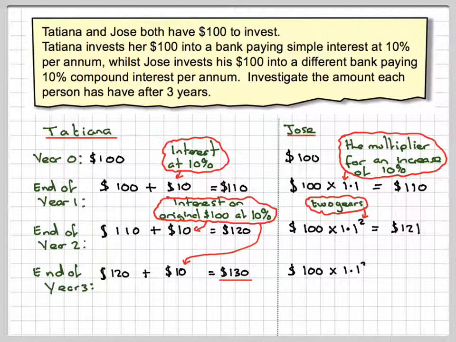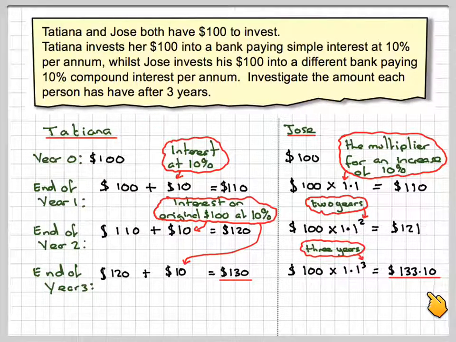And then at the end of year 3 it's going to be $100 times 1.1 times 1.1 times 1.1, which is the same as 1.1 cubed, which gives him $133.10. So how this works, this calculates the interest on the total amount. Here we're doing 100 times 1.1, which is 110. Here we're going to do 110 times 1.1. So it's actually making interest on the interest, and this is how compound interest works. Simple interest is that the interest is only calculated on the original amount.